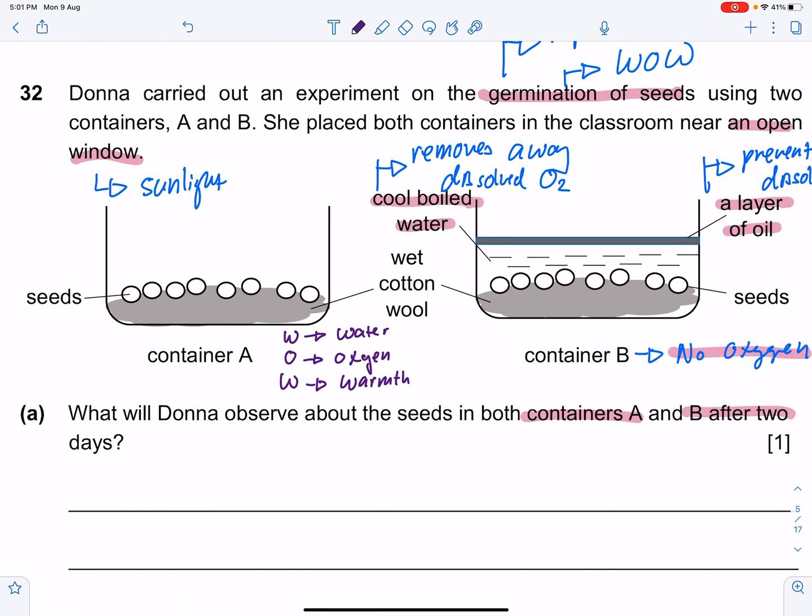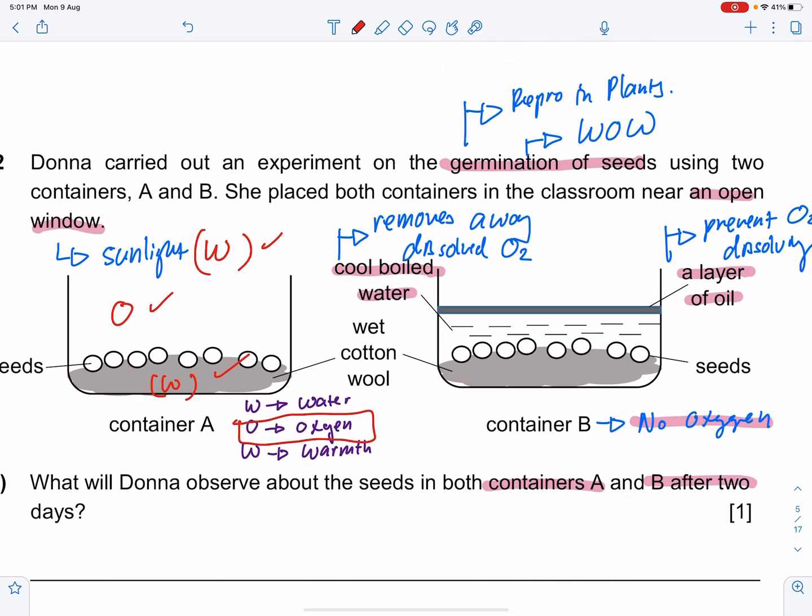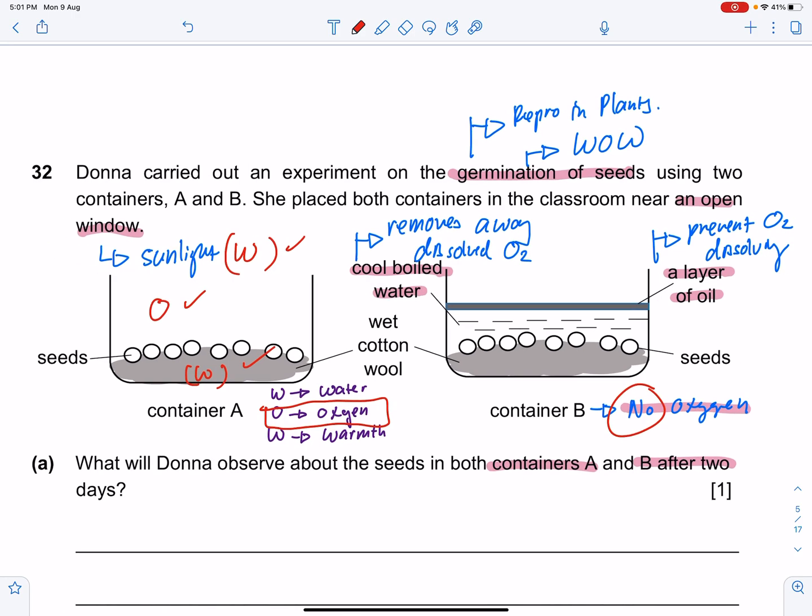So when you look at the two setups, you can check that in setup A, there is warmth because it's exposed to sunlight. There is water because it's wet. And there is oxygen in the air. So all three are checked, and I know that the seeds in container A will germinate. However, for B, that's not quite the case because oxygen has been removed. While there was water and possibly some form of warmth, because it's left in the open, oxygen is missing. So because of that, it will not germinate.